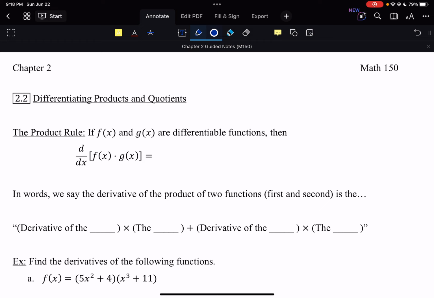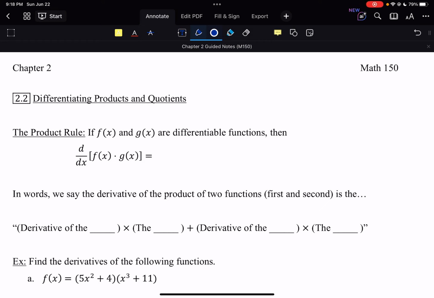So, unfortunately, it doesn't work out quite as smoothly as the addition and subtraction does. Because with addition and subtraction, you just do the pieces separately and just add them or subtract them together. The product doesn't quite work that way.